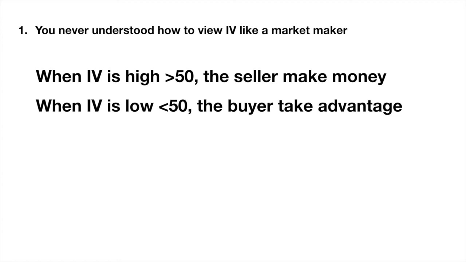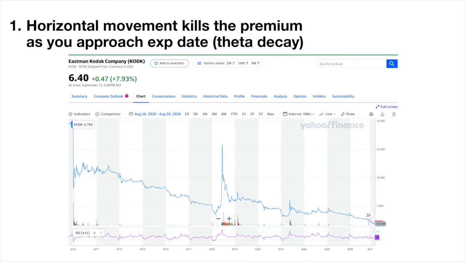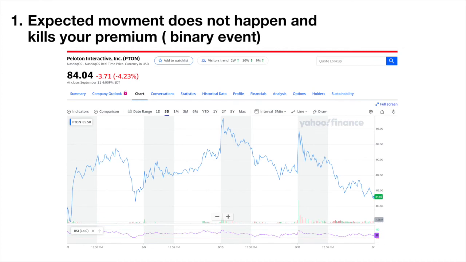Then if you don't get the movement that you desire, what happens? We're going to go back to point one. What happens when you don't get the movement you desire? Expected movement doesn't happen, it kills your premium. It happens on binary events, but it also happens on non-binary events, which we call expiration dates, right? Horizontal movement kills the premium as you approach the expiration date.